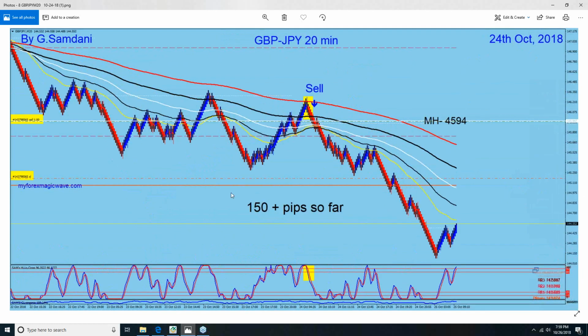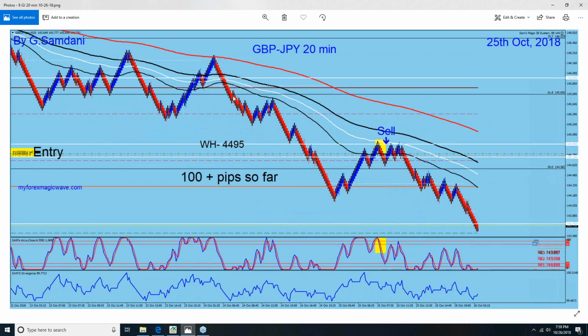Then it retraced. After that, this was the drop here, and it retraced. I missed this one, but then it retraced back again, and on October 24th it went up and started dropping. Very nice setup. As soon as it started dropping, I got in, and look, a 150 pip trade all the way down here, and it started retracing. I closed the trade and ran with the money.